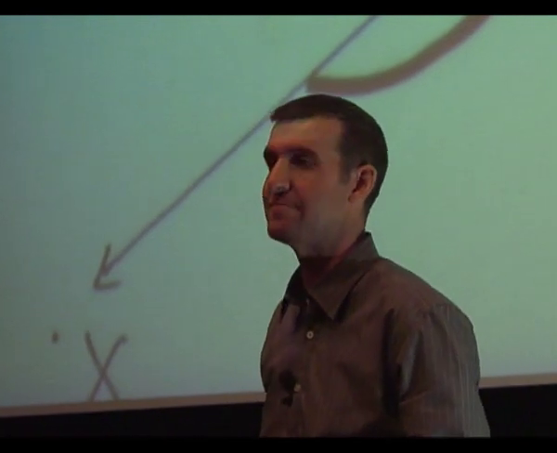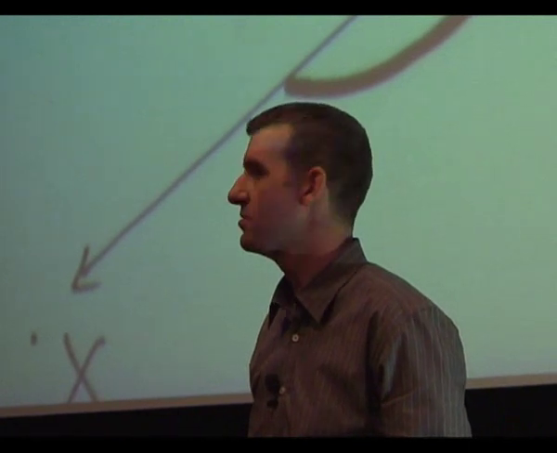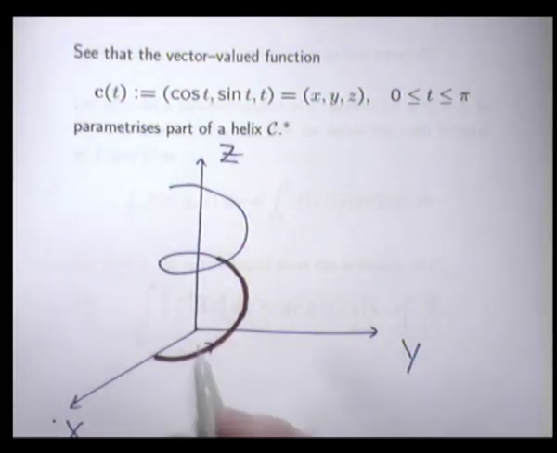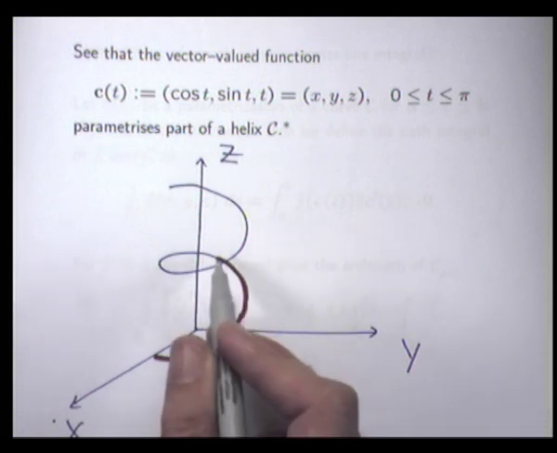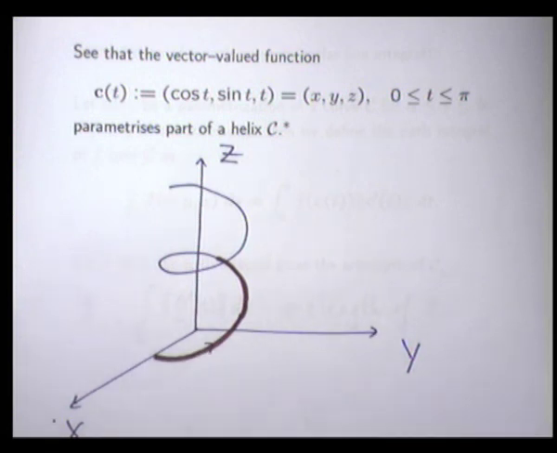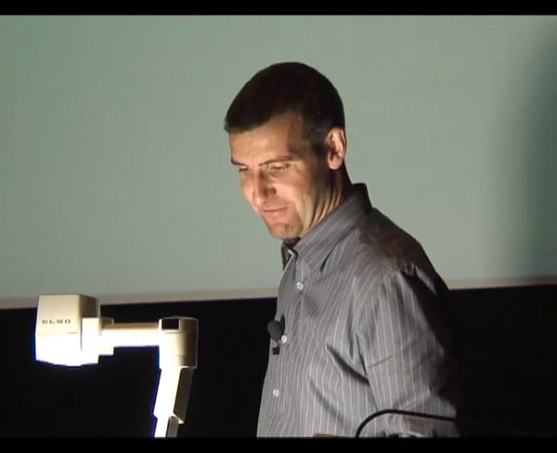There's more than one way, of course, to parameterize curves. Anyone? Well, you just reverse the direction, really. In this case, we start here, and as t increases, we go up to here. Of course, you can start here and go back the other way. It'll still trace it out. All right? The other parameterization then would be something like minus cos t, minus sine t, minus t for t between minus pi and zero. Okay?